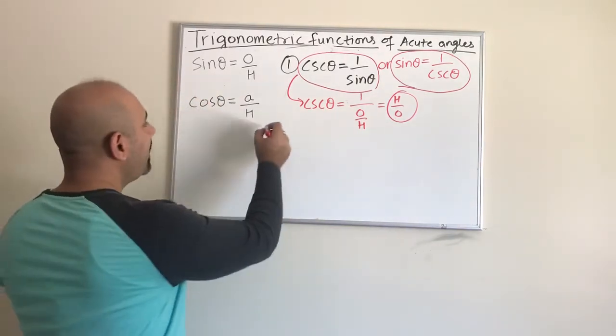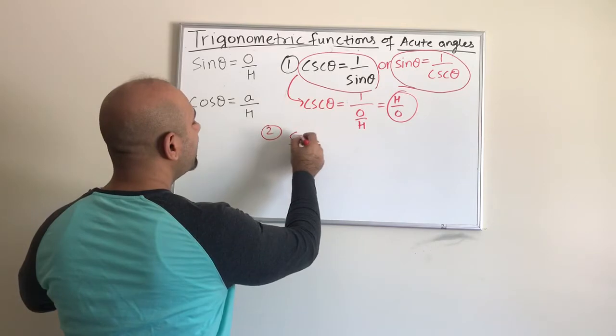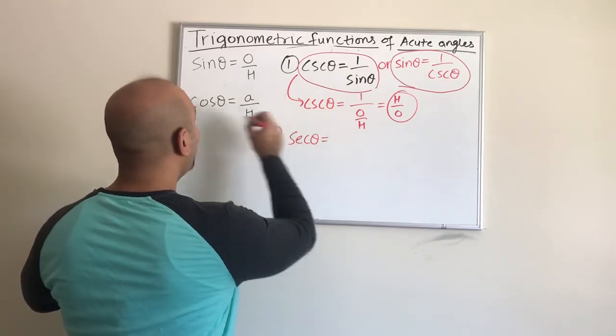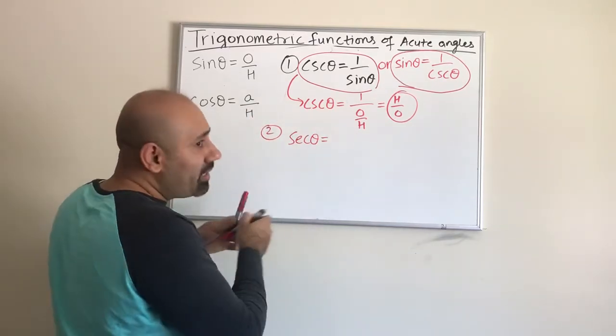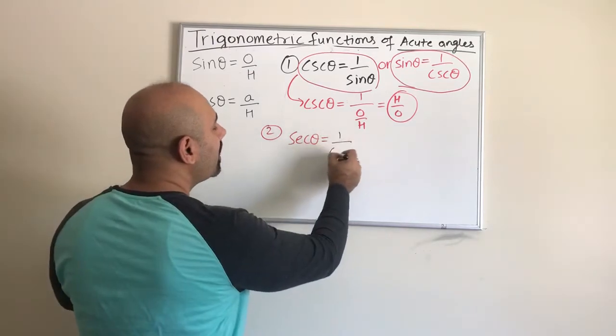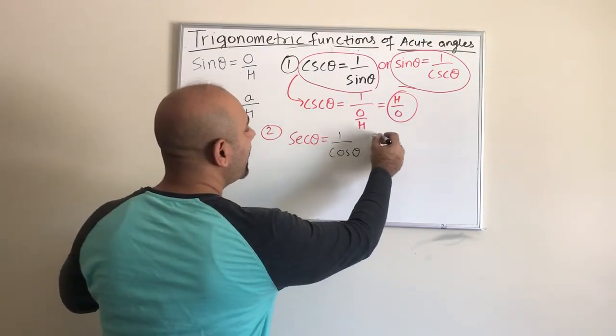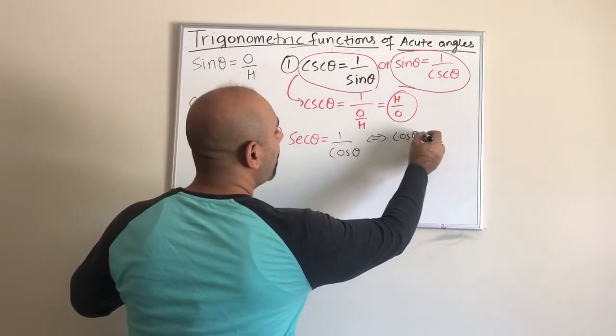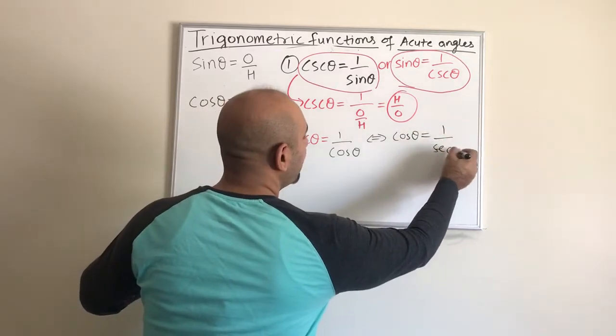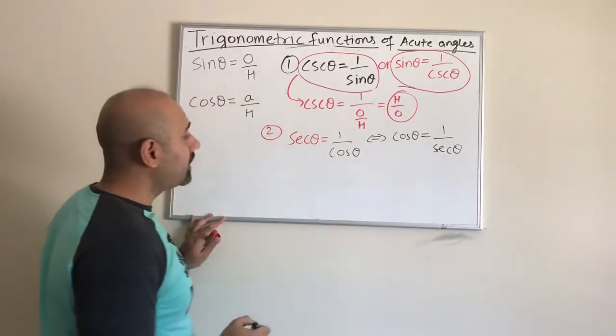Similarly, if I have to figure out the secant, we know secant is the reciprocal of cosine, so it's going to be 1 over cosine theta. Same thing here, cosine of theta would also be 1 over secant. They are both reciprocals of each other.